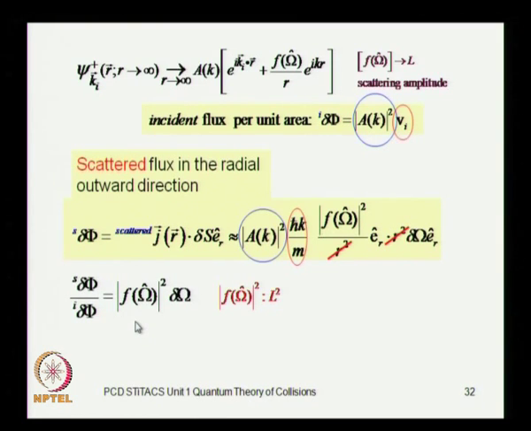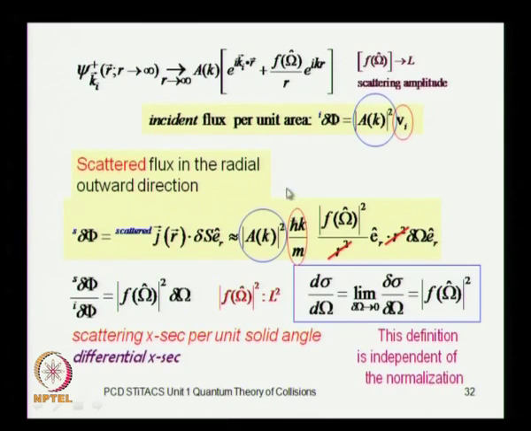So, if you now take this ratio per unit solid angle and divide it by the solid angle, you will get the scattering probability per unit solid angle. That is what is called the differential scattering cross section. It is delta sigma by delta omega in the limit delta omega going to 0.